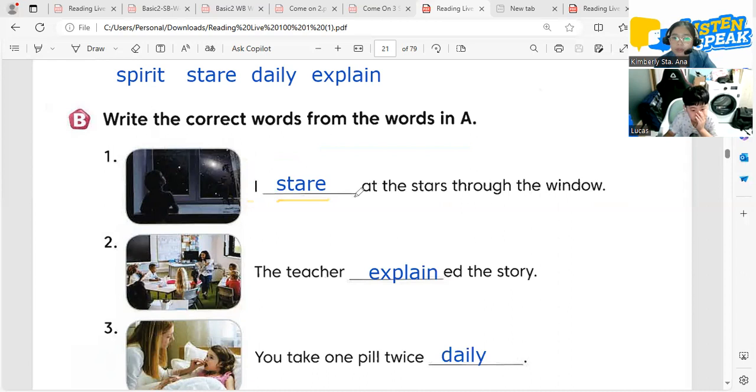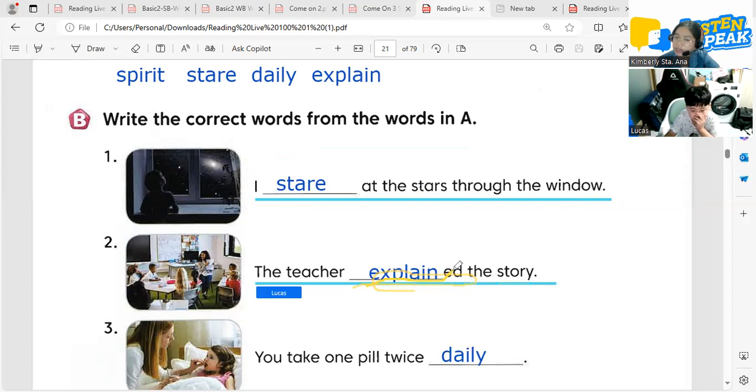I take the tail at the third through the nice window. How about number two? The teacher explained the story. Explain, it's explained. The teacher explained the story. Good job. And for number three?